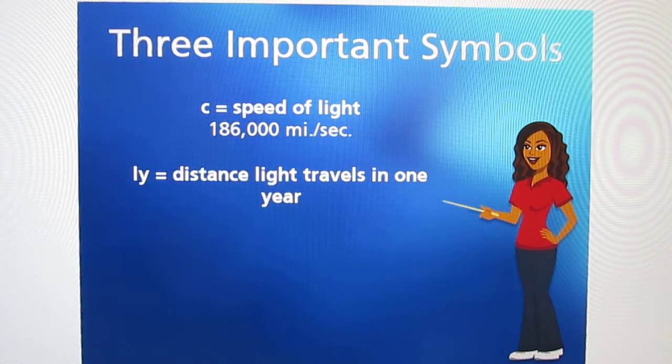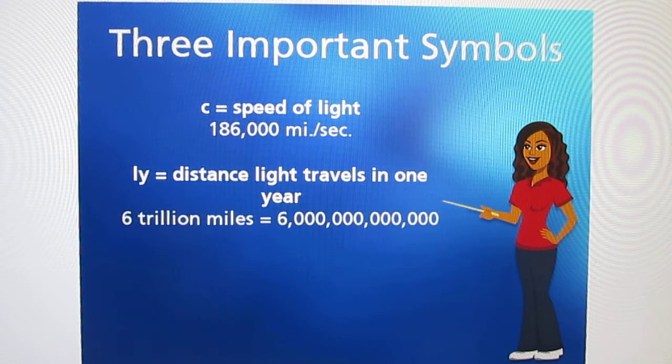This symbol equals the distance light travels in 1 year. This is equivalent to 6 trillion miles. That is a number 6 followed by 12 zeros.